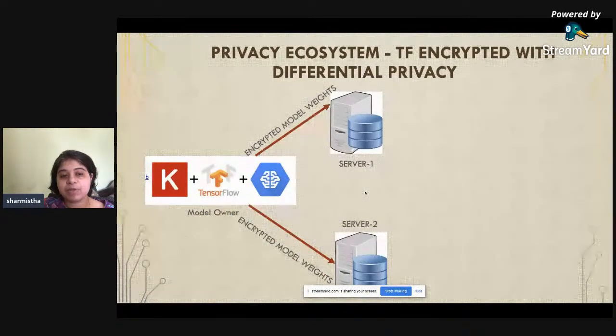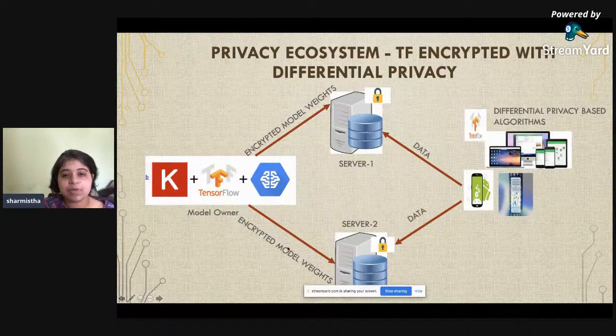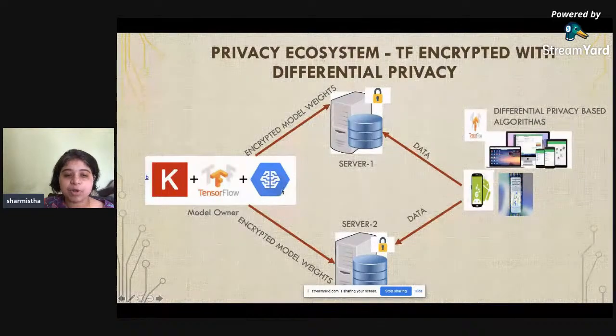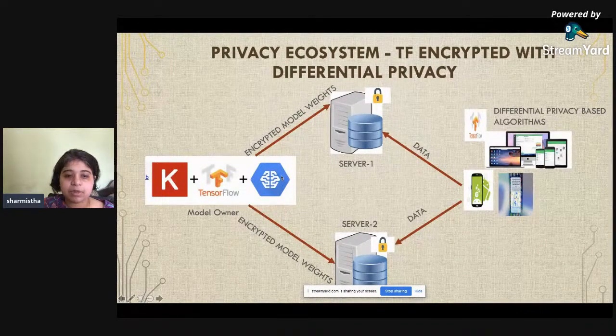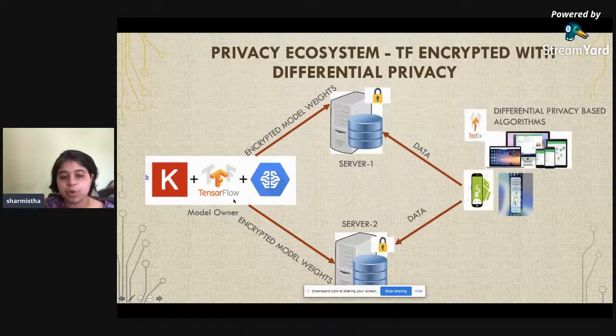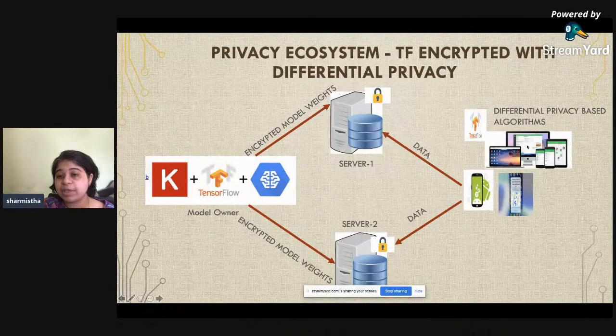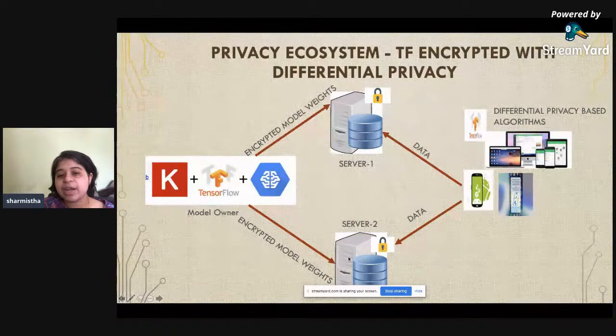And then this is the hybrid model which I was talking about. What happens with the hybrid model? This is the model owner. The model owner sends the encrypted model bits to server 1 and server 2. Here you can use whatever GCP component you want, like Dataproc to train the model, or you can use GCP's Datalab to train your models, where you have the TensorFlow notebook. Once you train the models, you send the model bits to the server, and this model server also gets data from different devices. Now, if you want to aggregate the models, it is better to have differential privacy-based algorithms.